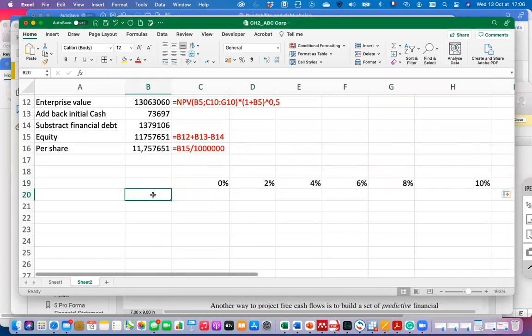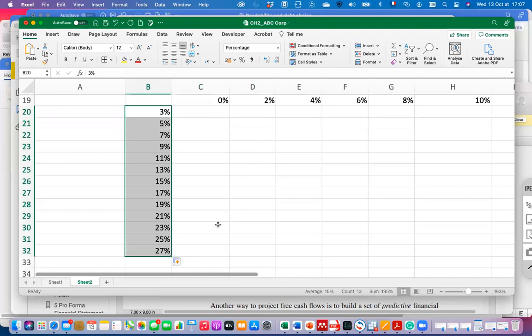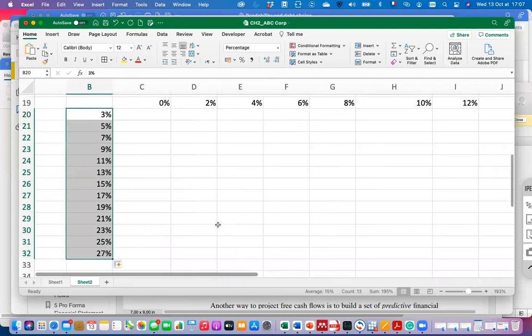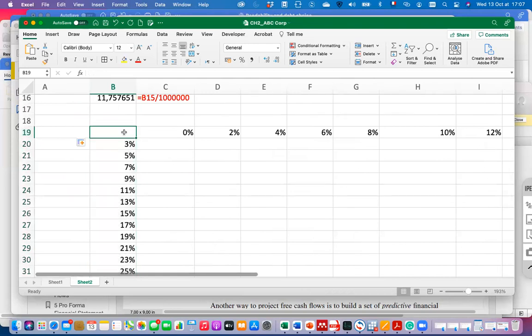And then for the column, I will put the anticipated values of cost of capital. Let's start with 3%, for example. As cost of capital, I will add 2% each time. So we have different combinations here. We have like a matrix with different possible growth rates in the row and different possible cost of capital in the column.